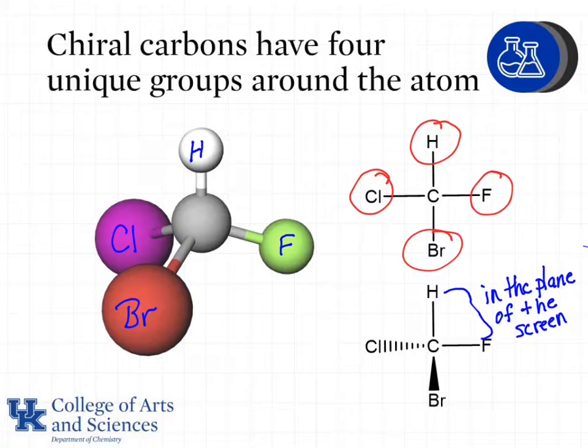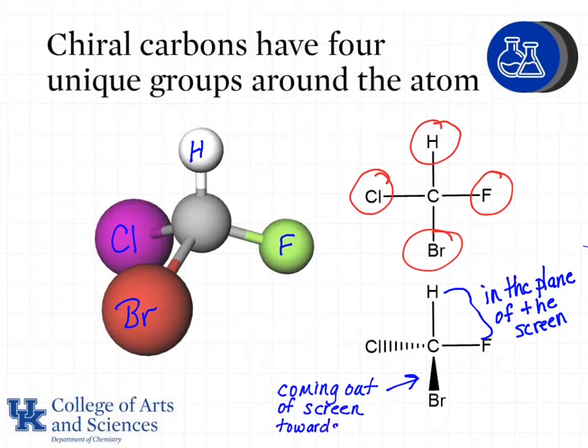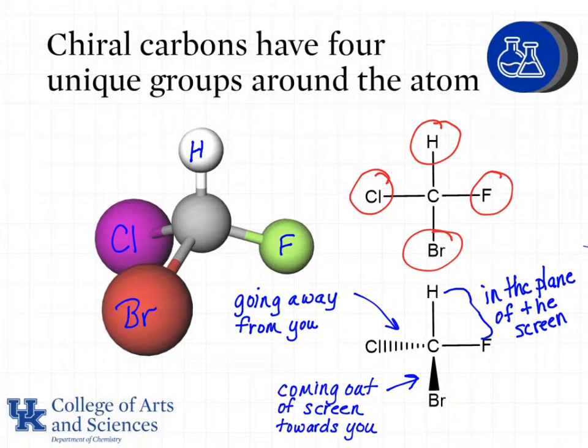When we look at bromine and chlorine, we see that bromine in the drawing on the right is shown with a wedge, and that indicates that it is coming out of the screen towards us. And chlorine, which has the dashed bond, means it's going away from you, so it's going behind the screen.